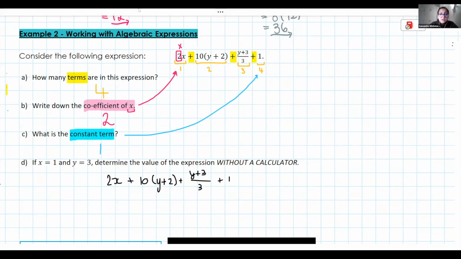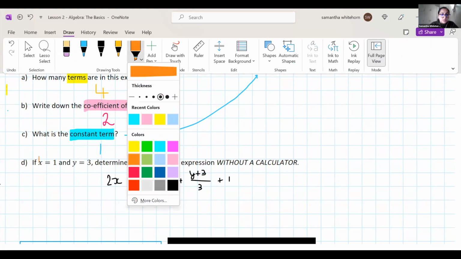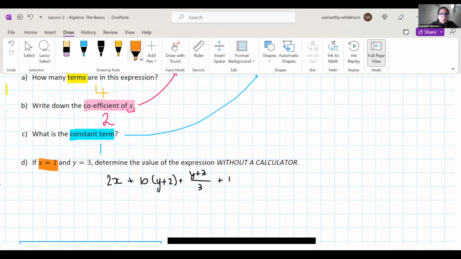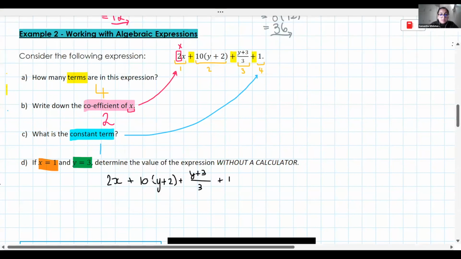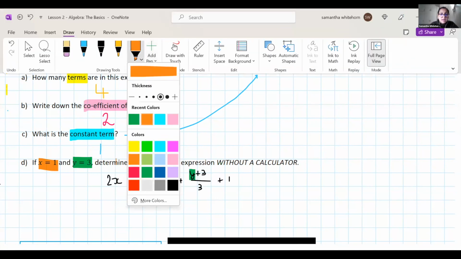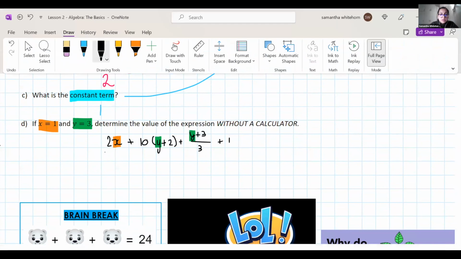And I'm telling you that x is equal to 1 and that y is equal to 3. So I'm giving you the values of our variables. What that means is that every time I see a y, I'm going to substitute in a 3. And every time I see that x, I'm going to substitute in a 1. So this is now testing your ability to substitute.